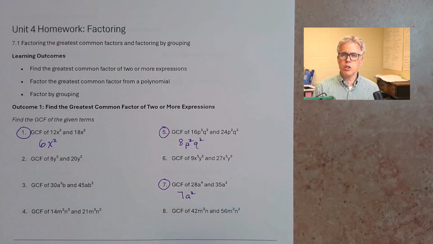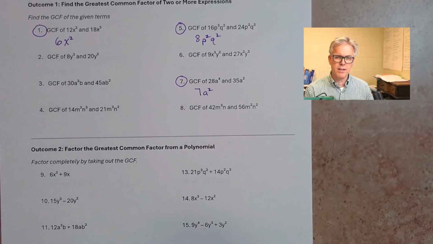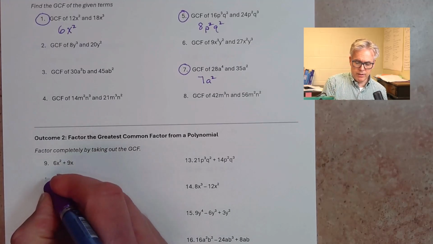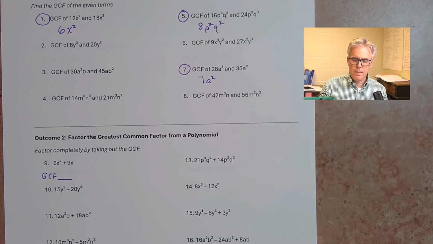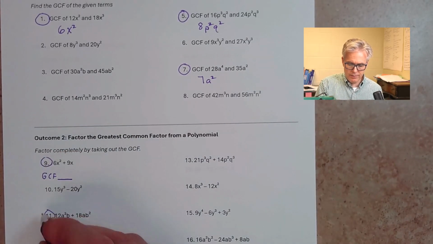All right, so what are we going to do with that? Well, we do that because we're getting ready to pull out a greatest common factor. And so now we're basically going to do this in 2 steps. We're going to first identify the GCF. Put a little line there on this one. We'll do number 9 and then maybe number 11.